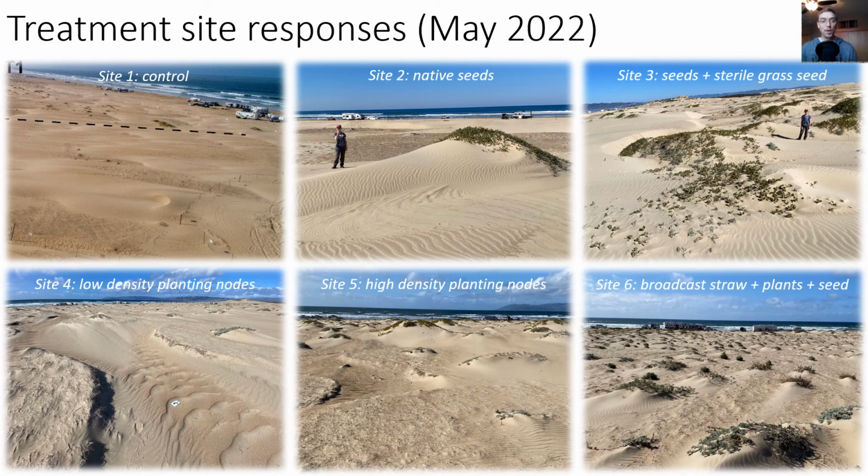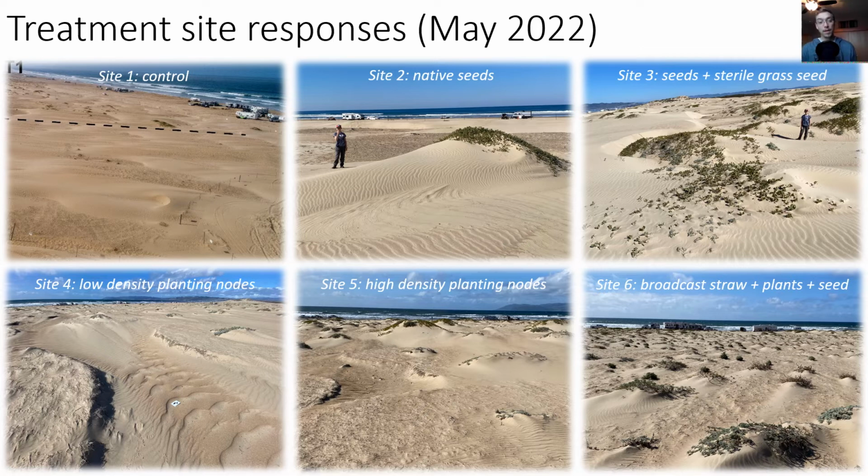On the bottom here, we can see site 4, low density planting nodes. We actually had an issue here where we would have what's called erosional streets developing between the straw circles because wind was being funneled between these straw circles and sediment was just kind of being moved through it. It's not something we expected or could have foreseen happening.